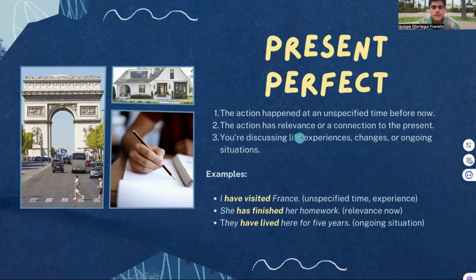The action has relevance or a connection to the present. And lastly, when you're discussing life experiences, changes, or ongoing situations, we use the present perfect. As an example, we have this. They've lived here for 5 years. Okay, this is an ongoing situation. That means they came here 5 years ago and they're still living here right now. We don't know until when, but this is something that is ongoing. All right.